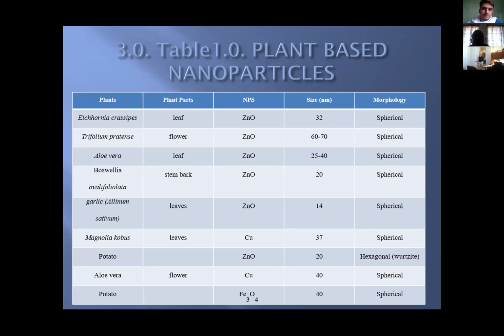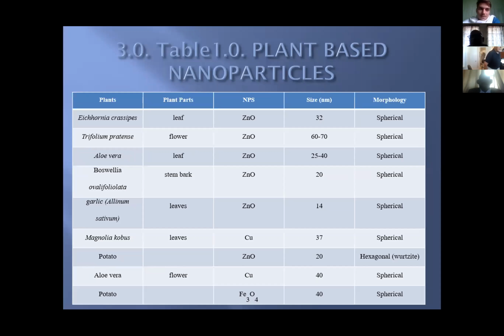For example, you look at this table. If you look at aloe vera, what plant part is used? The leaf. The nanoparticle synthesized is zinc oxide, so I presume they used zinc acetate. The size of the nanoparticle is 20 nanometers, so it's a nanoparticle. It's below the 100 nanometer range, and the morphology is spherical.